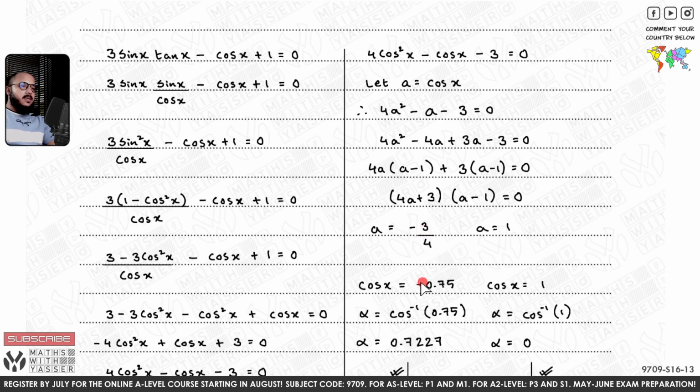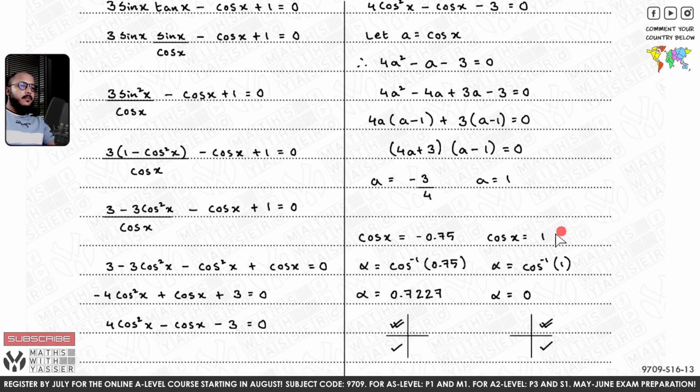This value in decimals is negative 0.75, and cos x equals 1 because I was solving this equation with the help of substitution. So now I can say that cos x equals negative 0.75 and cos x equals 1. Now let's find the basic angle. So alpha is equal to cos inverse of positive 0.75. Even though it's negative, I'll be taking positive because I'm finding the basic angle. So that gives us alpha equals 0.7227 in radians.